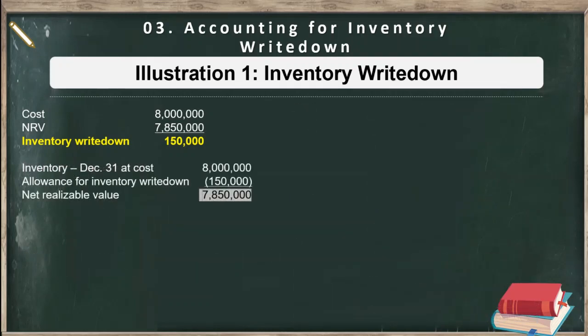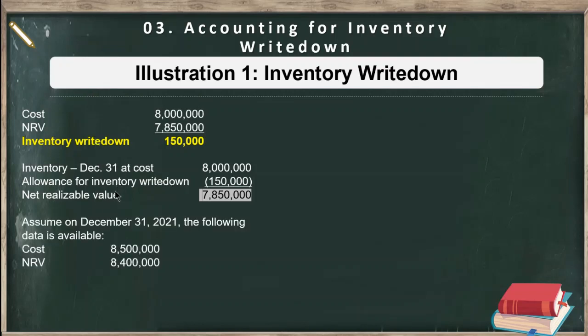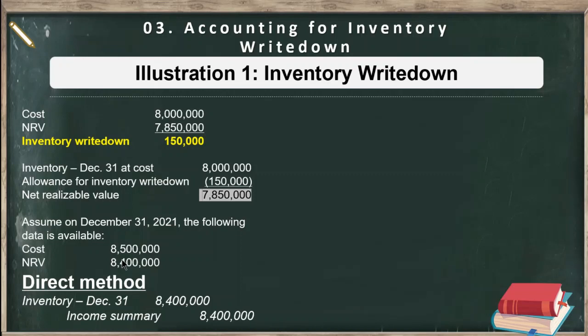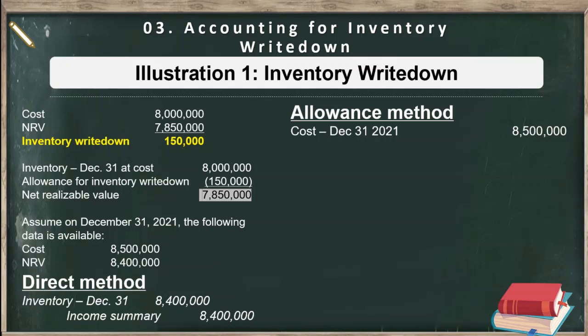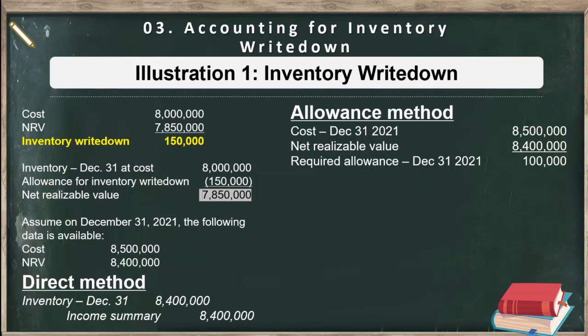So let's continue the illustration. These are the items that we have identified previously in 2020. Assume that on December 31, 2021, which is the following year, the following data are available. So what would be the entry using the direct method? Record the inventory at the lower amount, which is 8,400,000, and credit income summary 8,400,000. Using the allowance method, we're going to determine the cost on December 31, which is 8,500,000, and the net realizable value is 8,400,000. So there is a required allowance of 100,000.